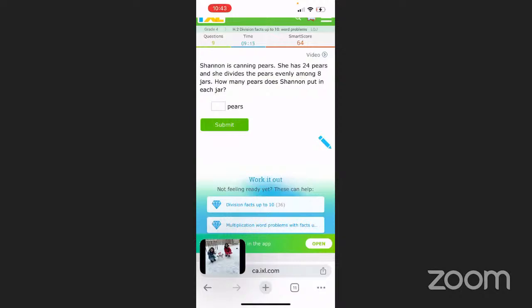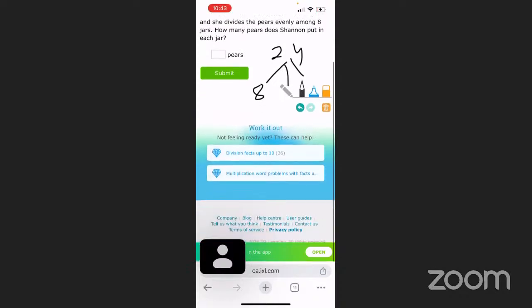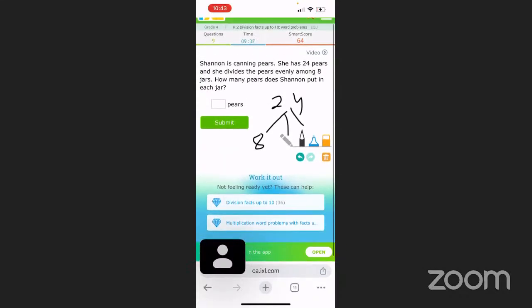Abdullah, this one, Shannon is canning pears. Can you read the question? 3, okay. So she has 24 pears and she divides them among 8 jars, right? So that means 8 plus 8 is 16, so there's going to be 3 jars total, right? Because 8 plus 8 is 16, plus another 8 is 24.